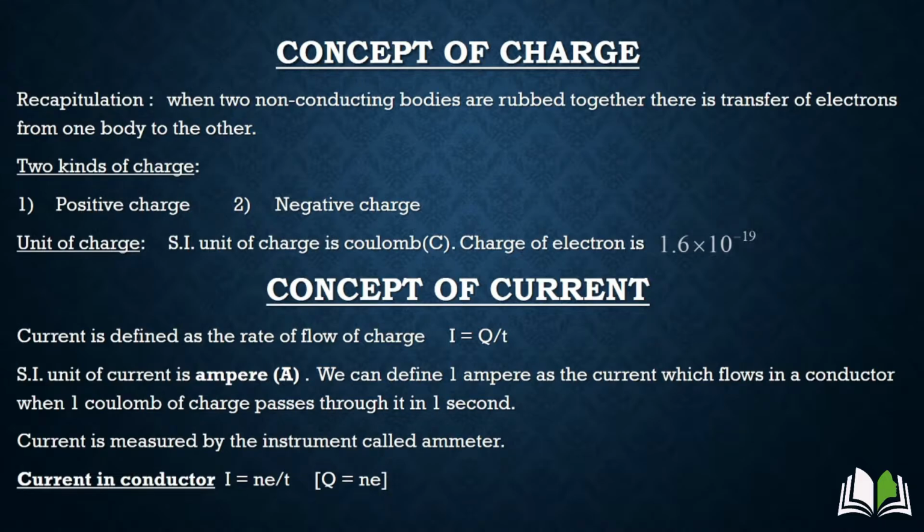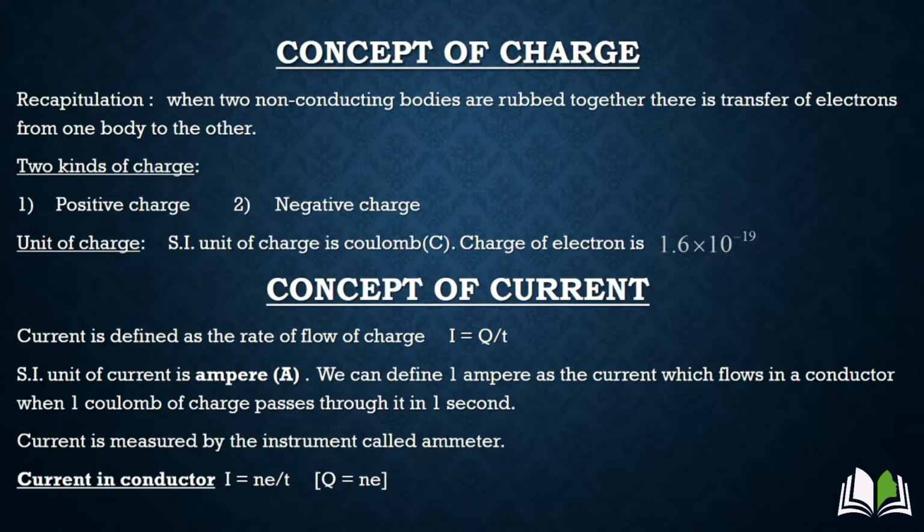So the SI unit of current. The SI unit of current is ampere. So now the question arises, what is ampere? This is basically the same as the definition of current. We have to add the word unity in front of charge and time. So you can easily find out the definition of 1 ampere. The definition is the current which flows in a conductor when 1 coulomb of charge passes through it in 1 second. That is called 1 ampere current. So 1 ampere is equal to 1 coulomb divided by 1 second.